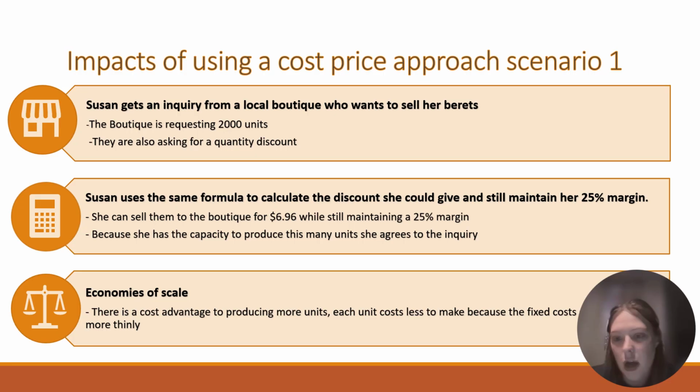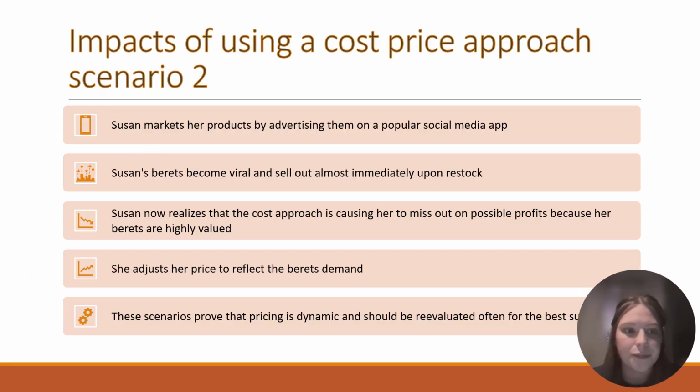This is based off of a concept called economies of scale, and that's basically where there's a cost advantage to producing more units. In Susan's situation, her fixed costs are being spread out thinner, so she's able to produce more product at a lower cost per unit and then sell it for a lower price while still making a profit.